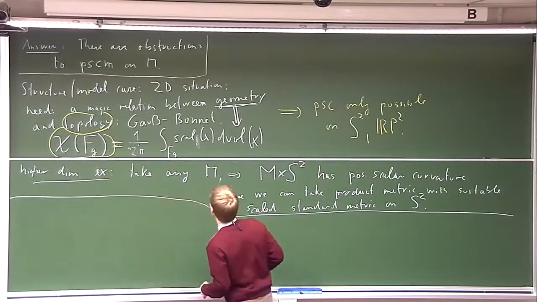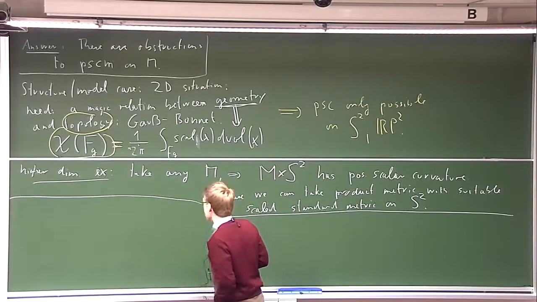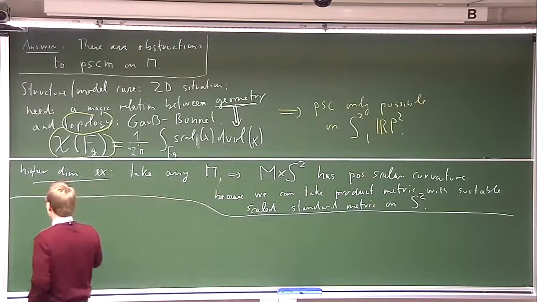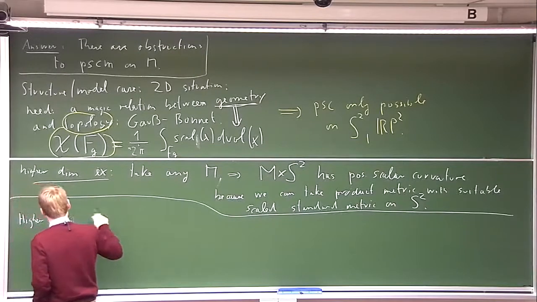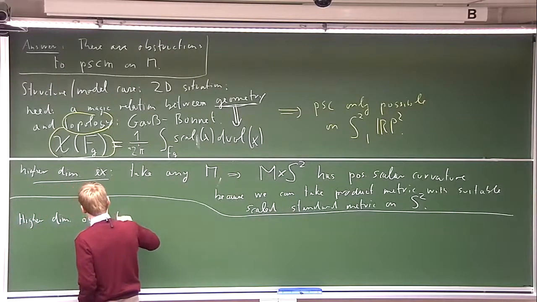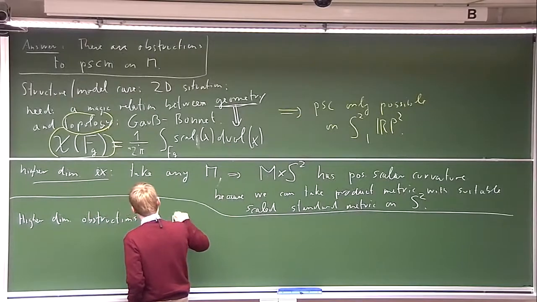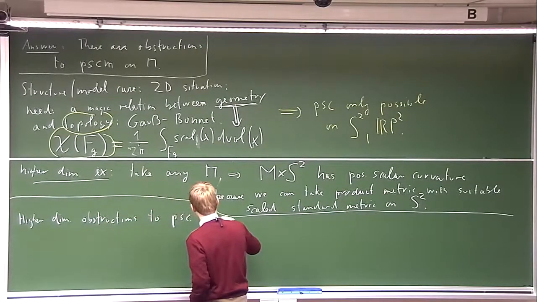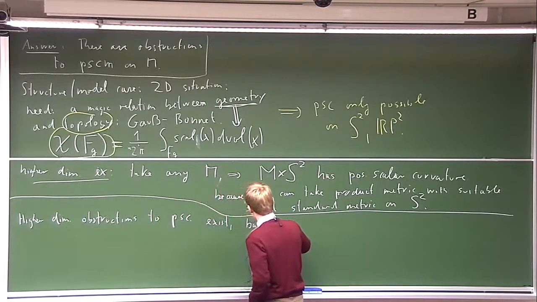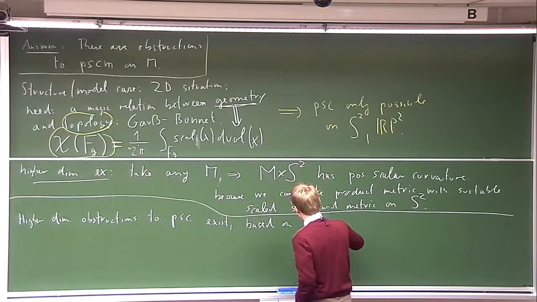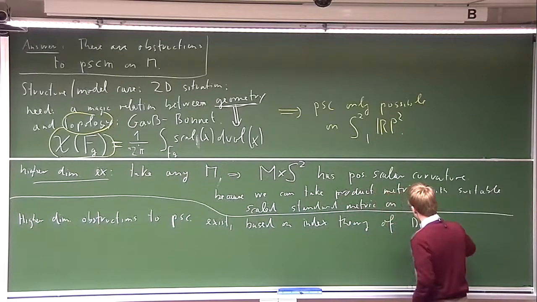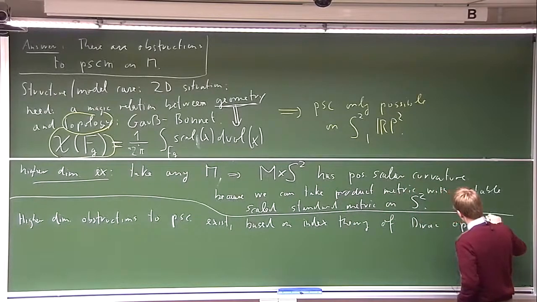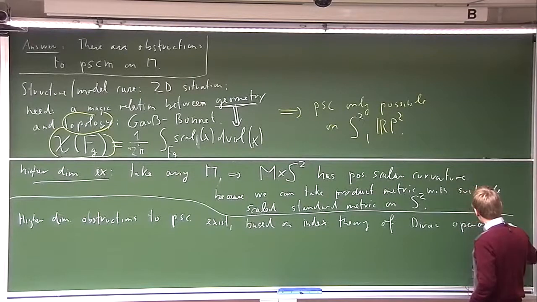Right. And I was planning to, so now the higher dimensional obstructions to positive scalar curvature exist based on index theory of the Dirac operator. And that's going to be a quite long story.